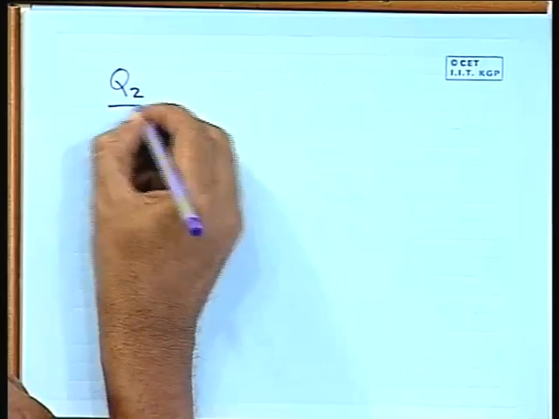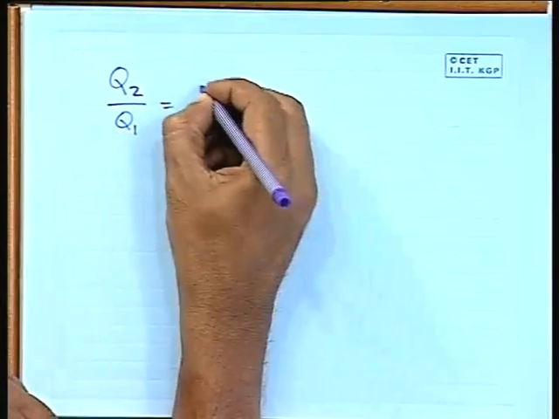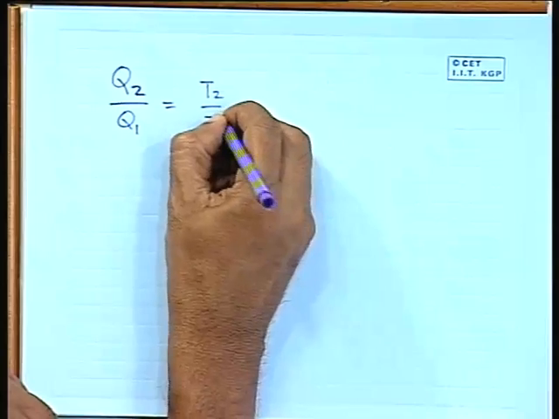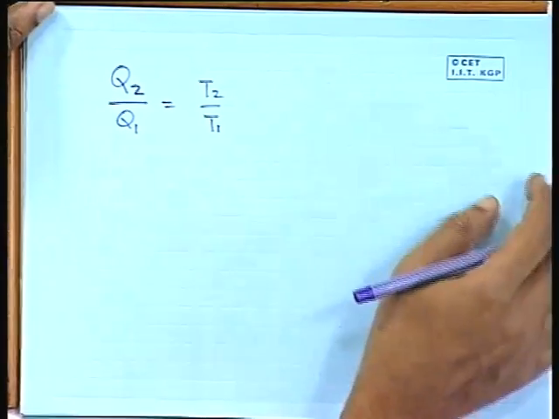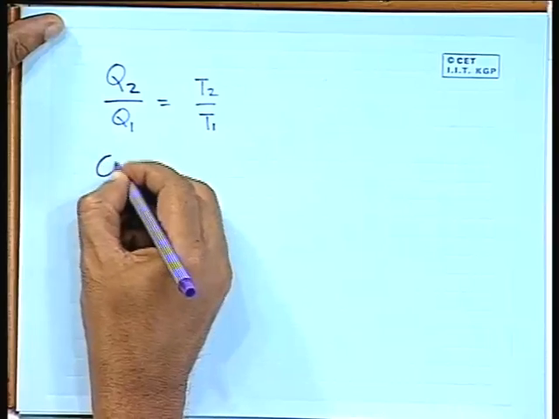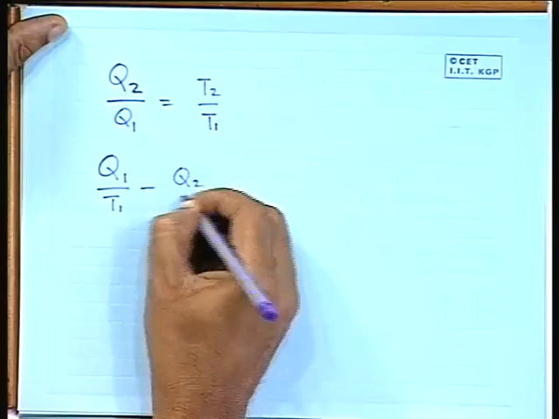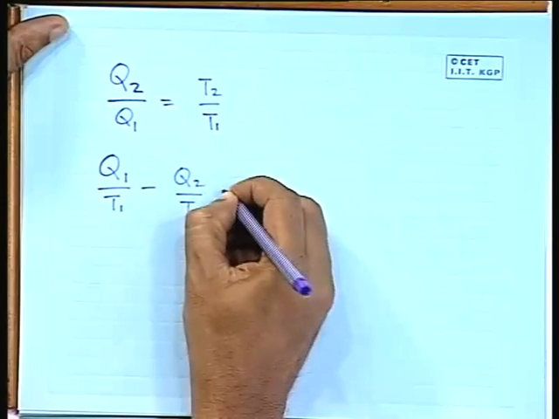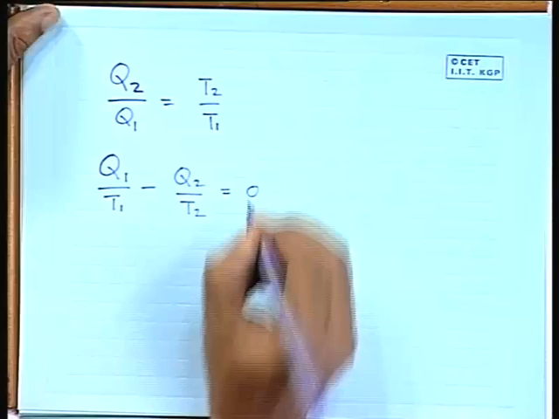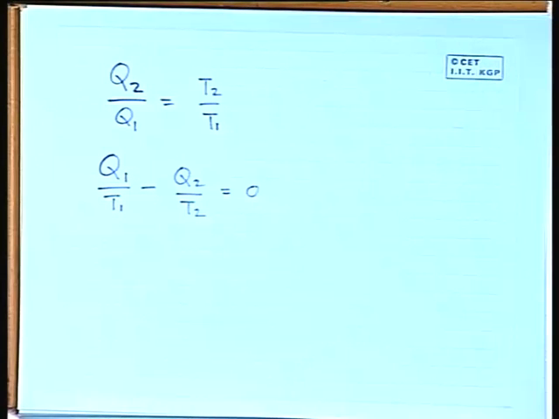If we extend this further, then we get something like this. Q2 by Q1 is equal to T2 by T1, or Q1 by T1 minus Q2 by T2 is equal to 0. All right.